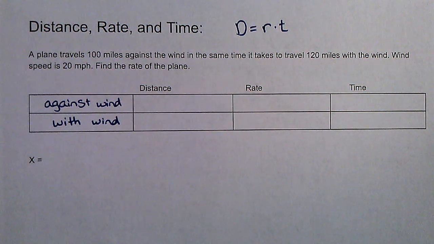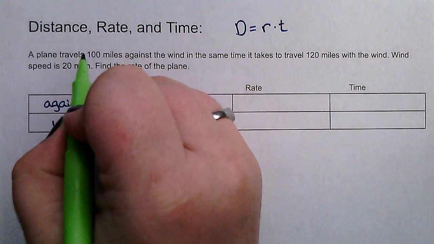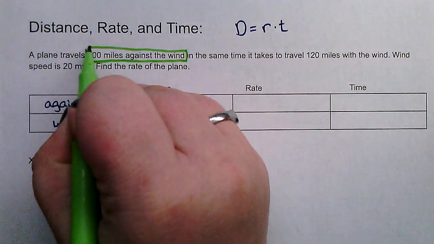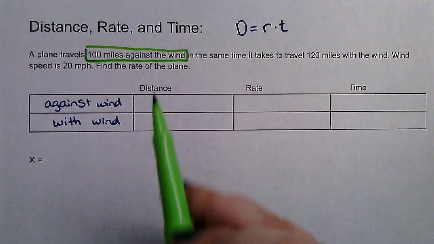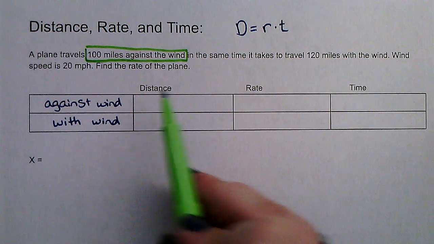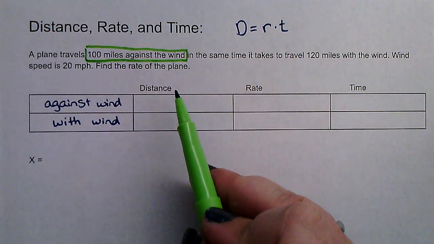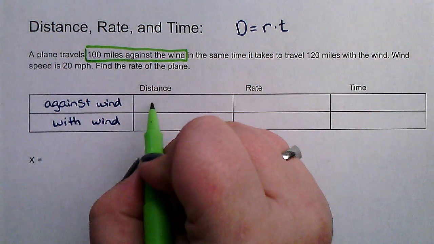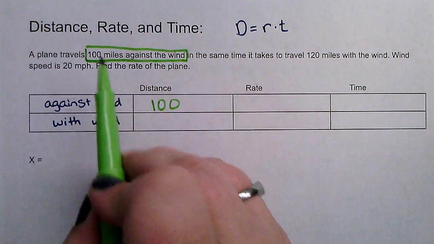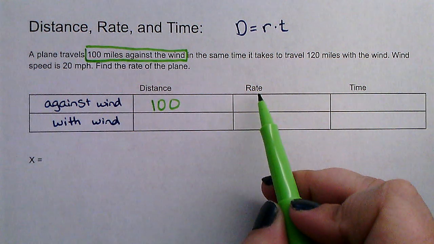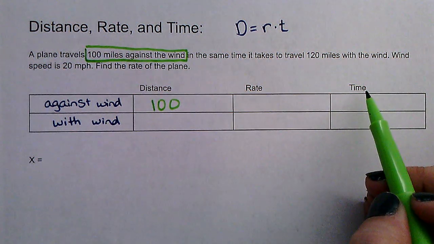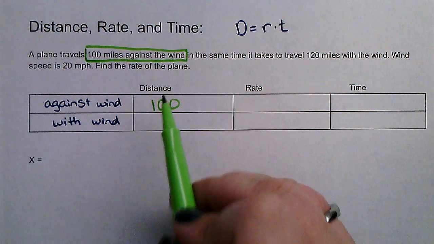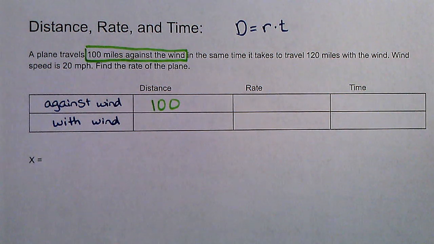Remember, you do not need to take notes over this as long as you're listening with the sound on. So first number I see says 100 miles against the wind. So is 100 miles going to be a distance, a rate, or a time? Well, distance is going to be a length. Mileage is something we measure length in. Rate is going to be a speed, and time is going to be hours, minutes, seconds, something. So since it says miles, it's definitely a distance.